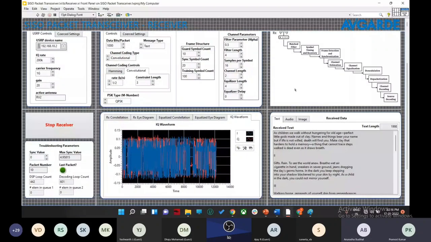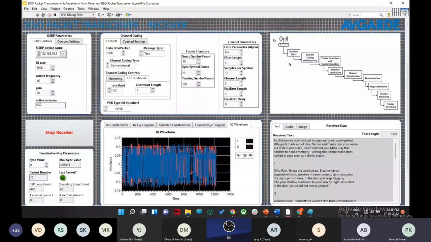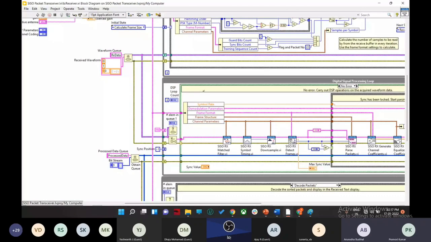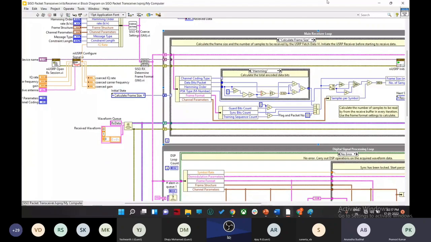So this is how the front panel looks, and I will be going through the block diagram right now. Before going to the block diagram, I will show how the USRP can act as a receiver. I think Raghavendra would have told how the USRP acts as a transmitter and what the main VIs and sub VIs required are. Now I will be showing you how the receiver works.